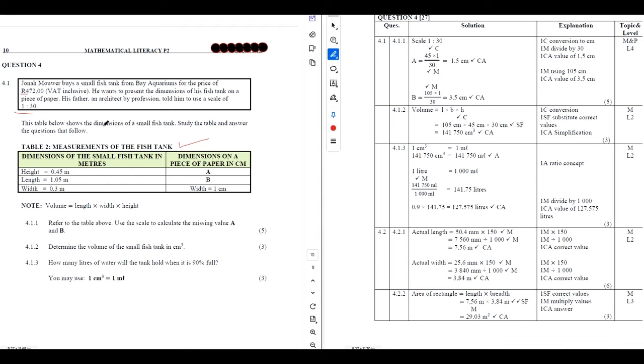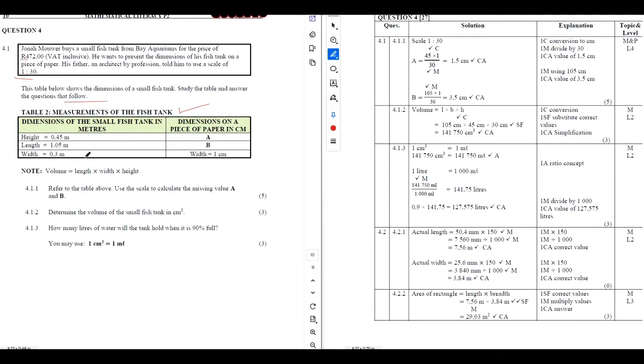And we are told that this table below shows the dimensions of a small fish tank, and we are told to study the table and answer the questions that follow. So again, we use the information that we are given, and if we need to convert, you need to be able to convert. You will see even here on the memo how to convert. So if you're struggling to convert, just check how they did it, and you will see how it was done.